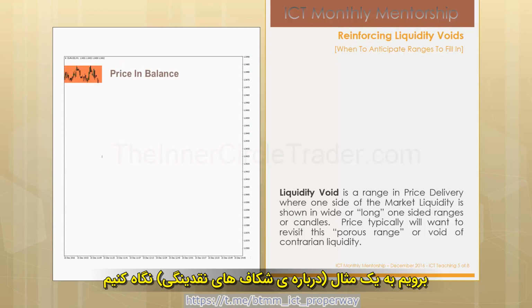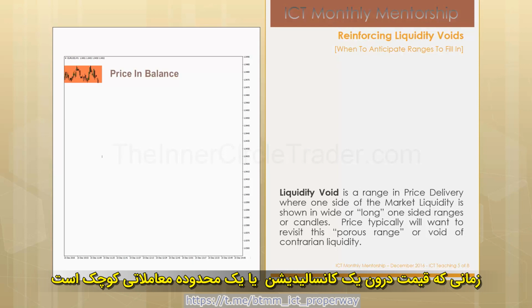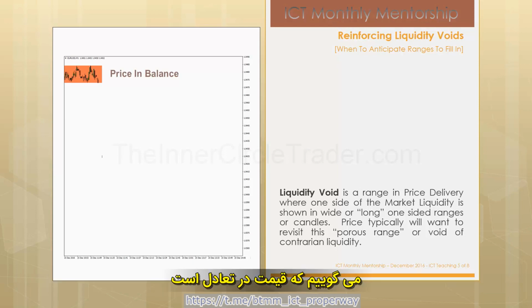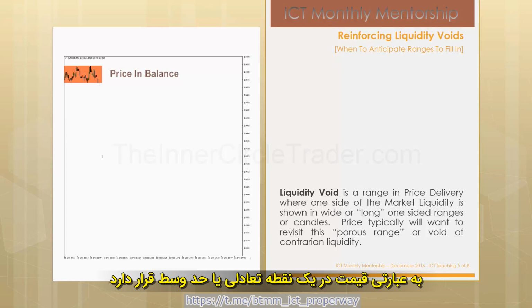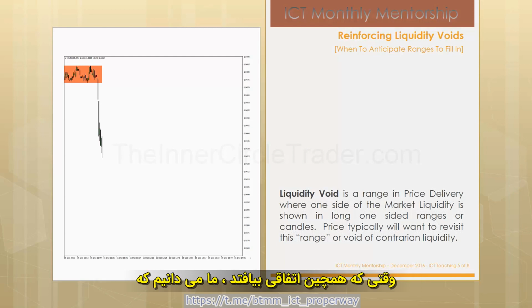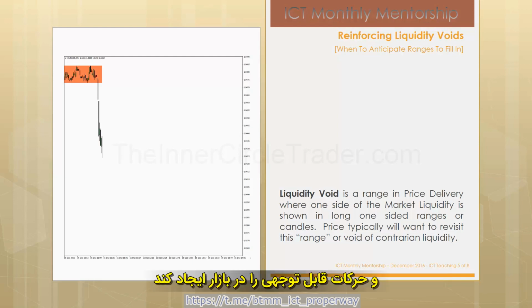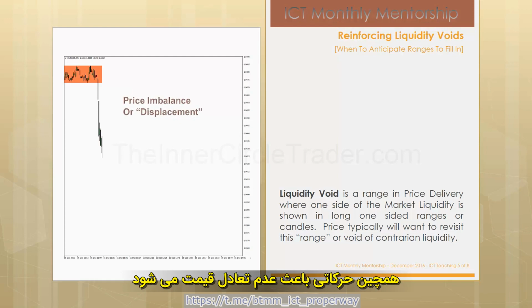We're going to look at an example of a liquidity void. When price is in a small consolidation or a trading range, we call this price imbalance. In other words, price is in a point of equilibrium. At some point, price will eventually move out of the consolidation. When this occurs, we know that there's participation in the form of smart money. Smart money is the only one that has deep enough pockets to cause price to move out of consolidations, or move at all, really, in any significant manner. This causes a price imbalance, or, as we call it, displacement.